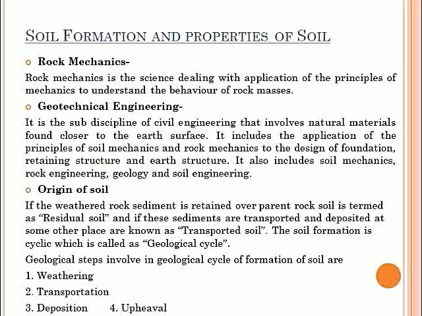And when that disintegrated material is transported from one location to another by wind or running water or any other means, then that type of soil is called a transported soil. The geological cycle consists of four basic elements. The first one is weathering. Whenever the rock is weathered, the disintegrated particles, which form soil, are transferred from one location to another. That process is known as transportation. After transporting, the soil is deposited at another location and becomes an upheaval. The same process is carried out through years, and that is called a geological cycle.